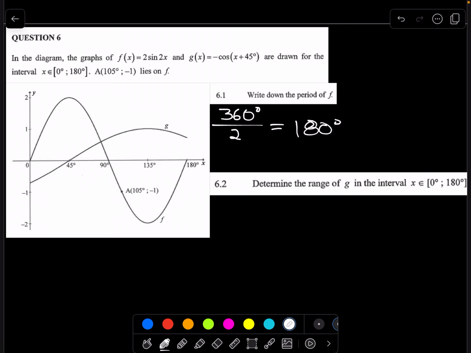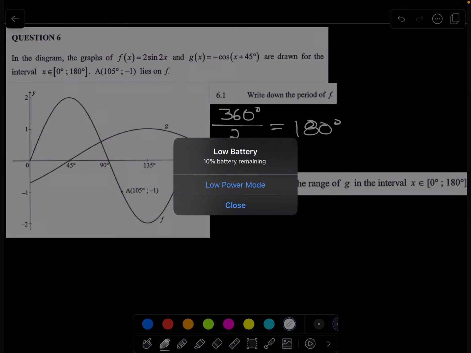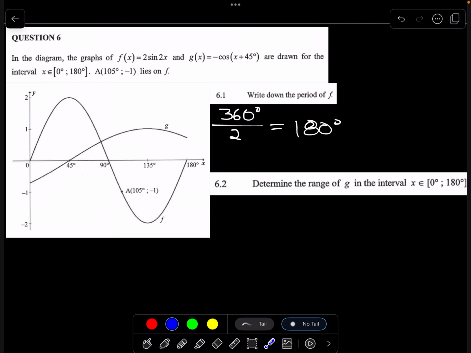The next question says, determine the range of g, which is the cos graph, in the given interval. Interesting question. Because if they just said determine the range of g in general, that would just be from -1 up until 1.